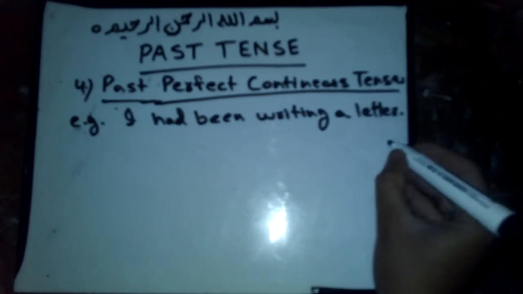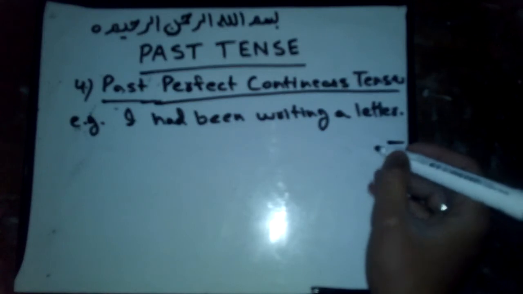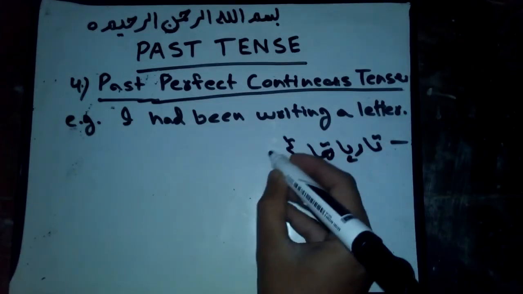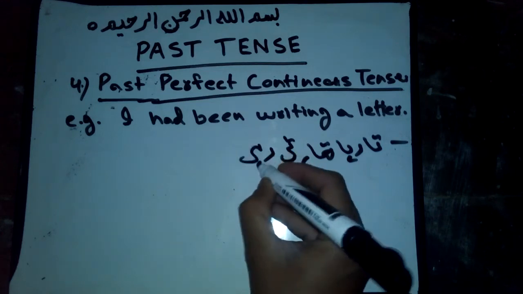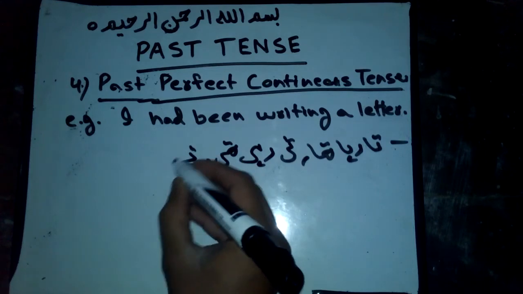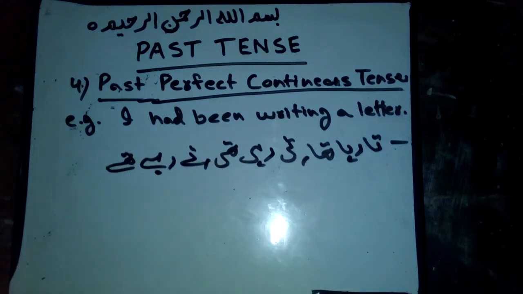So its Urdu words are ta raha tha, ti rahi thi, te rahe the. They had been playing cricket.